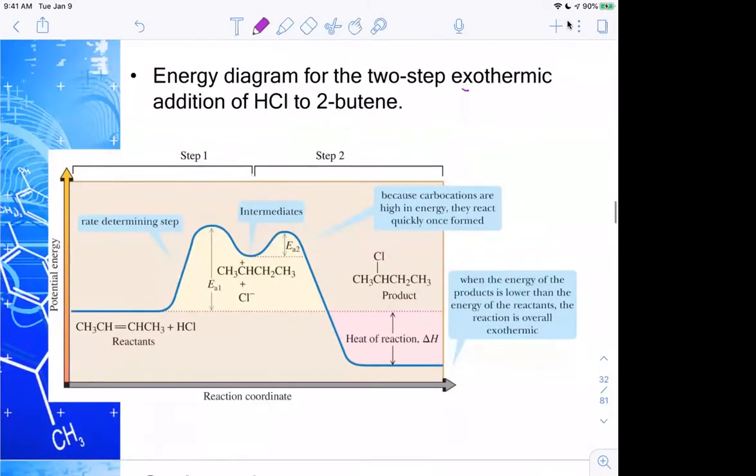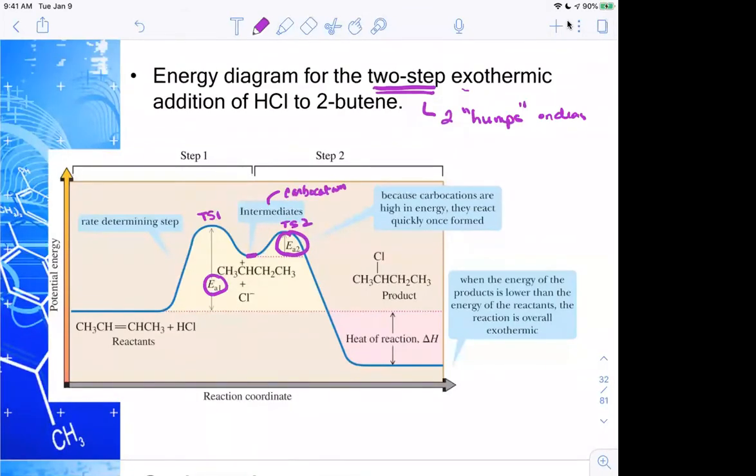Now, I can monitor this reaction and describe this reaction with an energy diagram. This is going to be a two-step mechanism. So remember, I'm going to have two bumps on my diagram. So I'm going to have two transition states. I'm going to have two different energies of activation. This is my intermediate, which is going to be my carbocation.